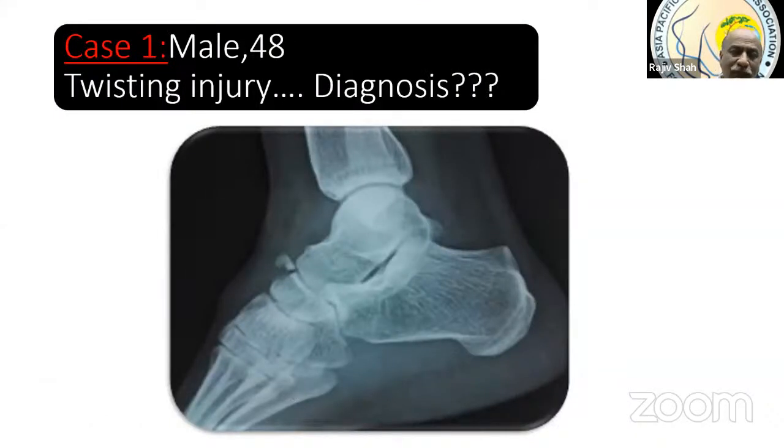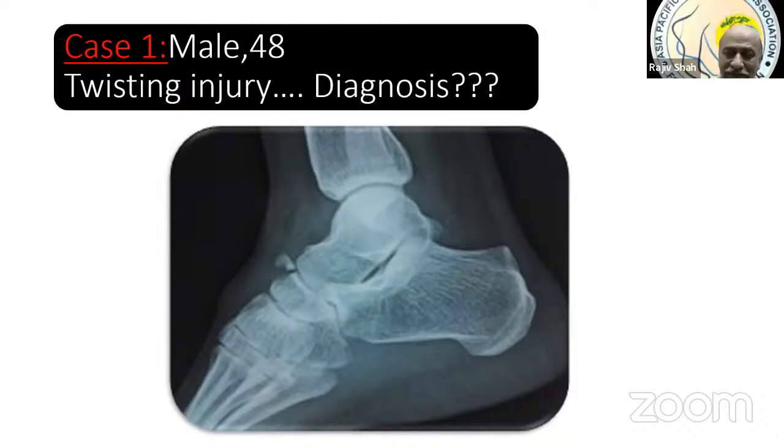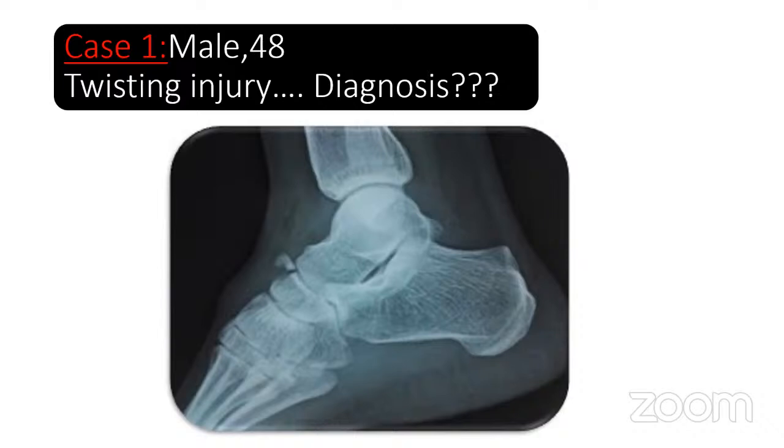So now this was a 48-year-old male and he had a twisting injury. Diagnosis and management. Anybody can volunteer? Avulsion fracture of the navicular bone needs fixation, sir. Yeah. So how would you treat this? So this needs a surgical fixation of the fragment with a screw, if possible. Otherwise, it's a plate acting as a buttress plate.